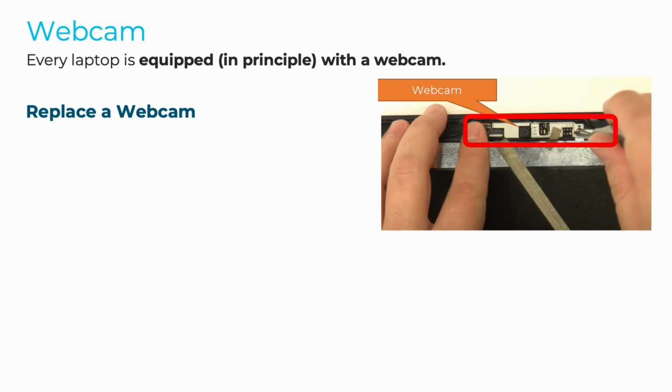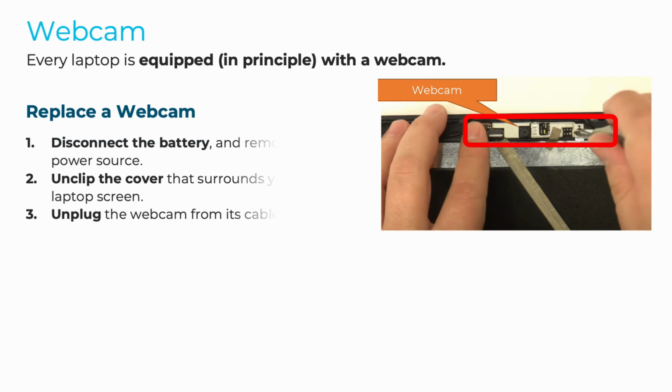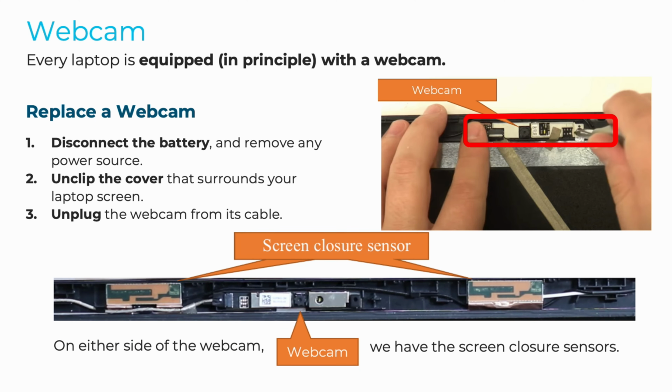Replace a webcam. We'll see how to replace your laptop's webcam. Of course, as with any manipulation of the internal components of your PC, you must start by disconnecting the battery and removing any power source. Then, you will have to unclip the cover that surrounds your laptop screen. You will then be able to access the webcam or simply unplug it from its cable. You can also see on each side of the webcam that you have the screen closure sensors. It lets you know when the screen closes so that the laptop goes to sleep.